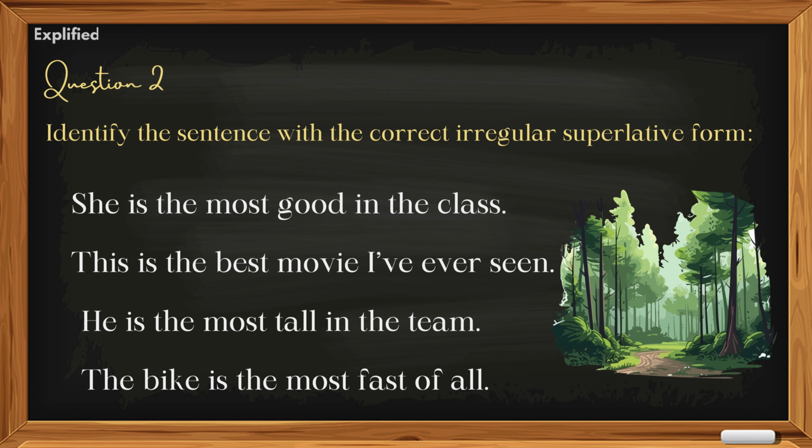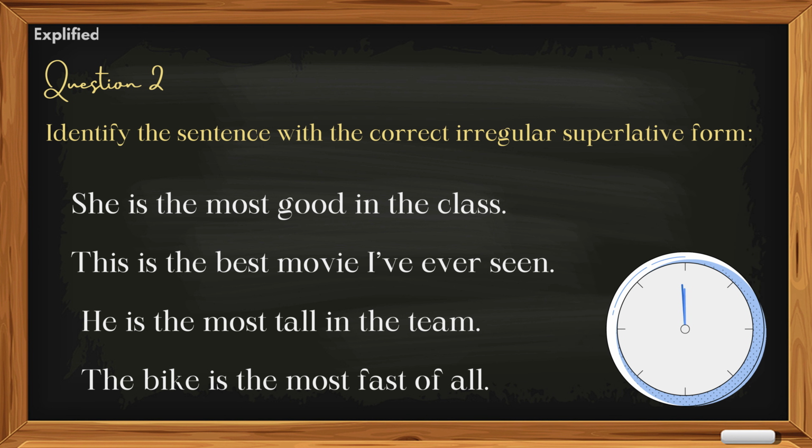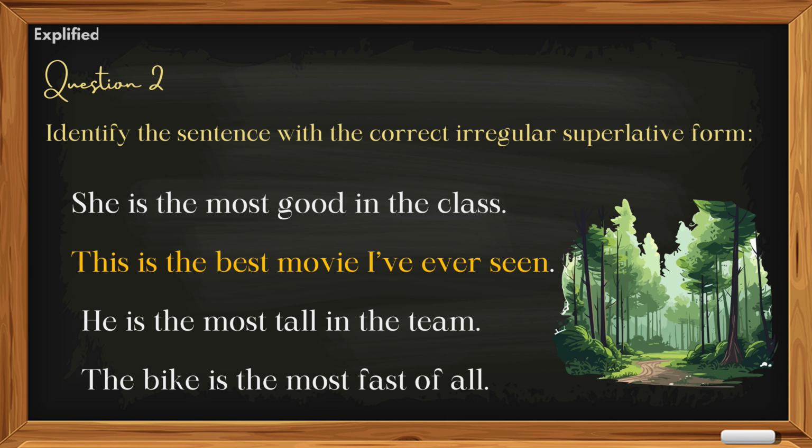Question 2. Identify the sentence with the correct irregular superlative form. She is the most good in the class. This is the best movie I've ever seen. He is the most tall in the team. The bike is the most fast of all. Answer. This is the best movie I've ever seen.